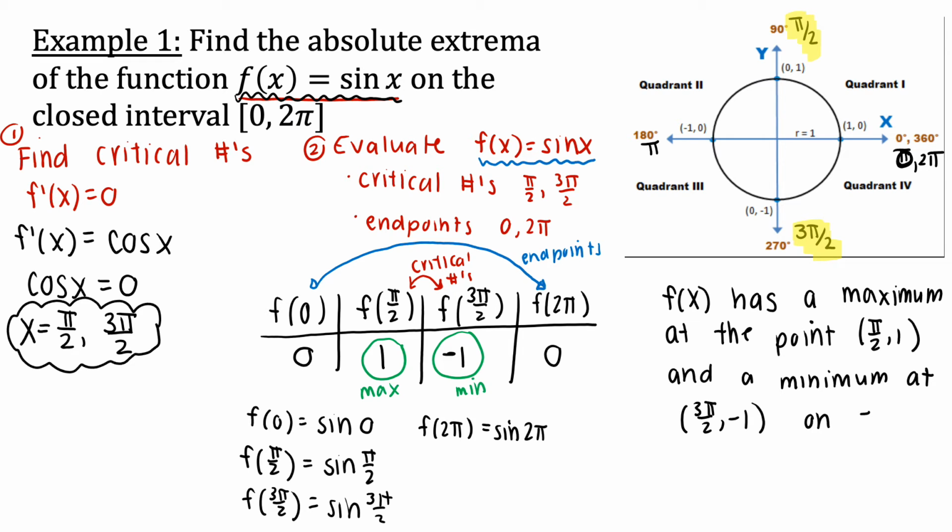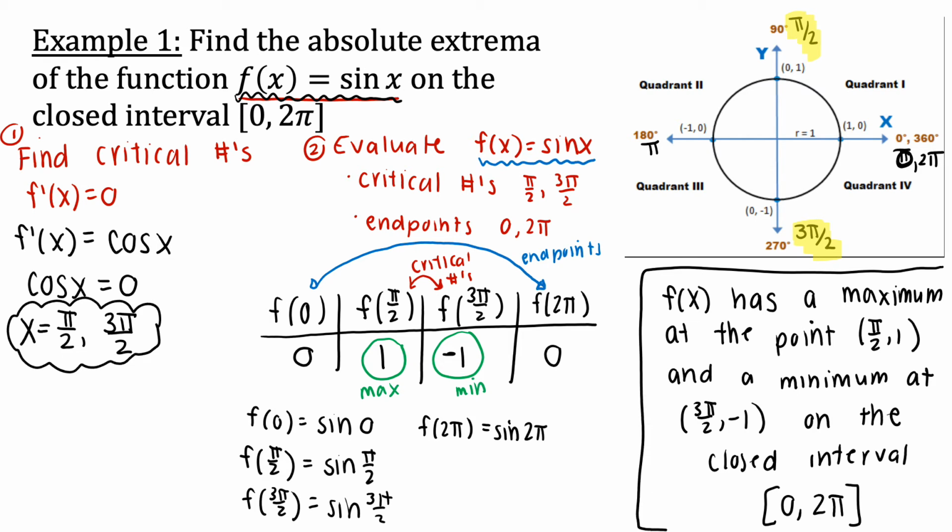And then we just want to specify that we are talking about on the closed interval from 0 to 2 pi. Because we know that our sine function goes on forever and ever, and that is not our absolute maximum or absolute minimum on the whole function, but on the closed interval from 0 to 2 pi, we have the maximum at pi over 2, 1, and the minimum at 3 pi over 2, negative 1.